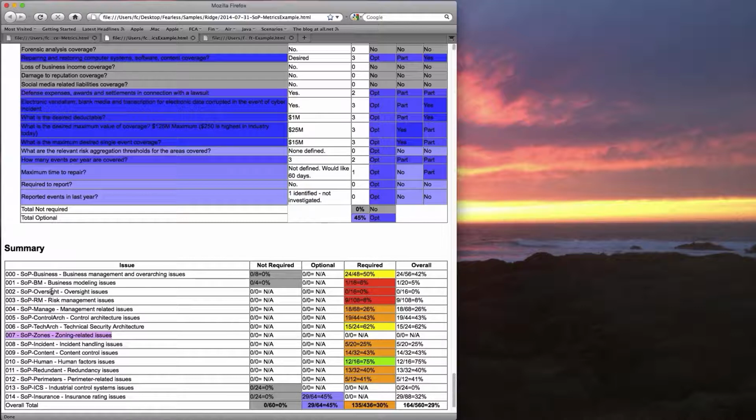On the other hand, they tended to be weaker in business modeling, oversight, and risk management. That is to say, there were many more things that they might reasonably and prudently do there than, for example, in human factors, where they were in very good shape.